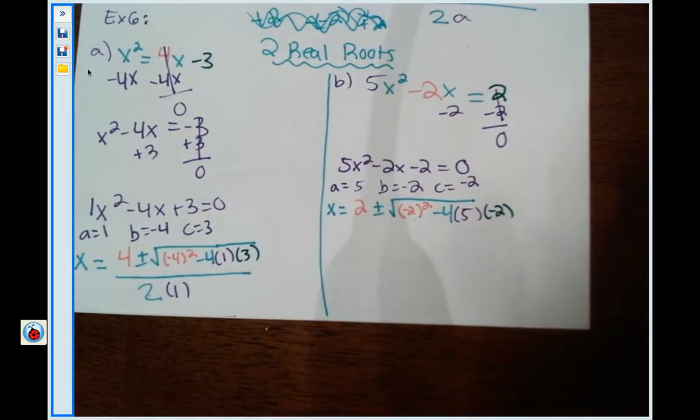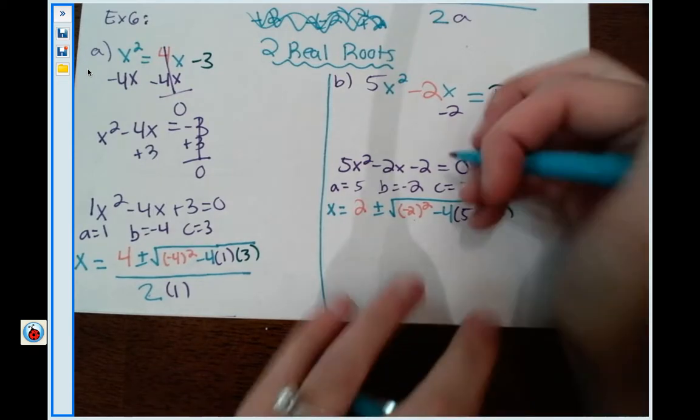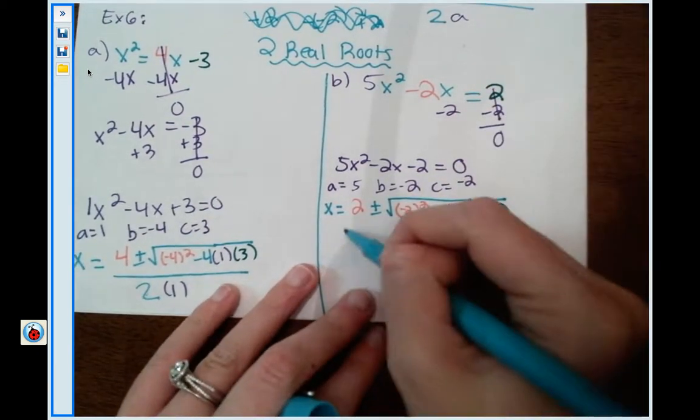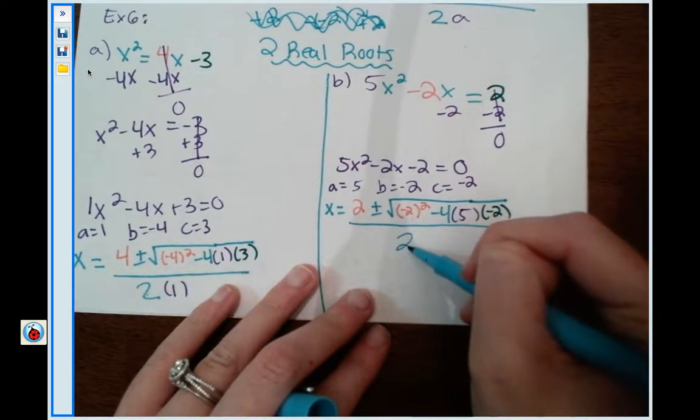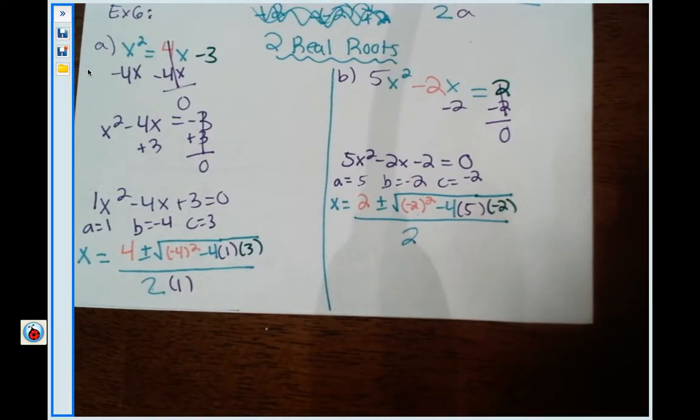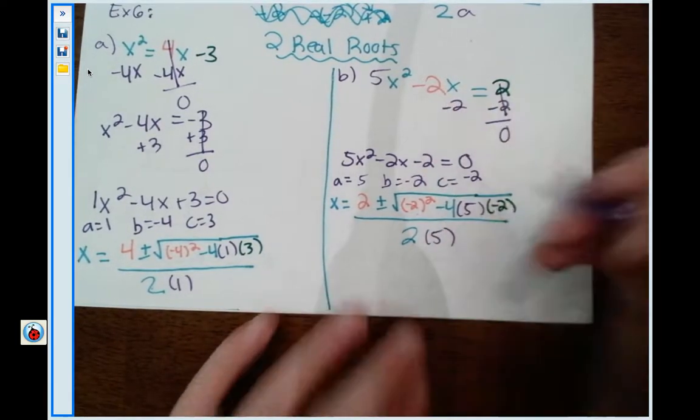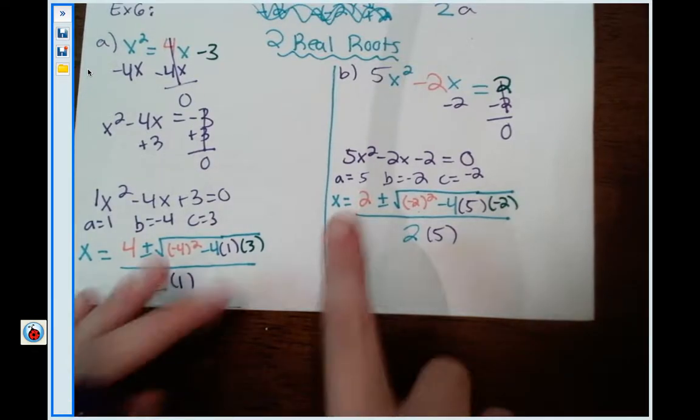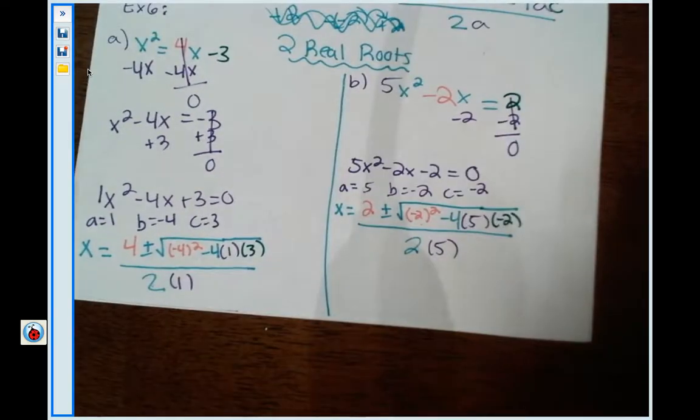Alright guys, I'm going to extend out my square root symbol because I didn't quite make it. And then it's all over 2 times my a, which my a is 5. Don't forget you divide the whole thing, not just part of it, the whole thing. Okay guys, let's start simplifying this thing.